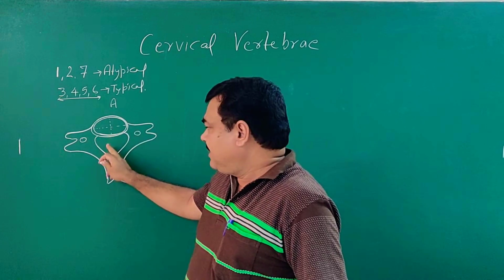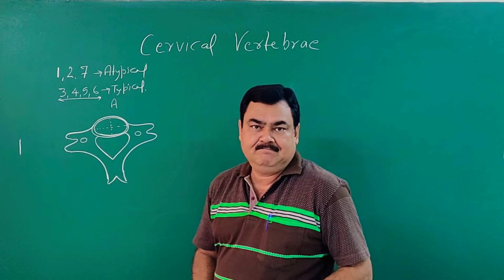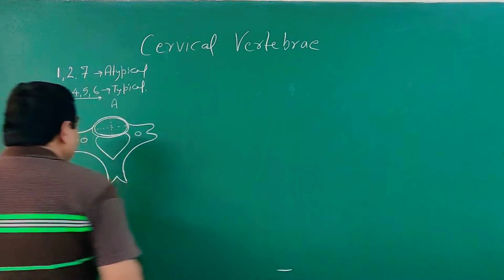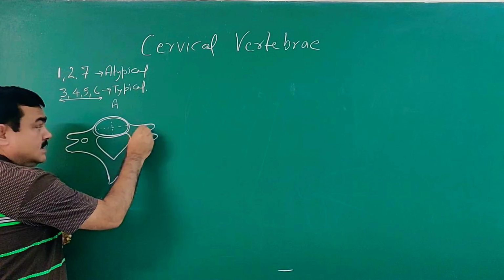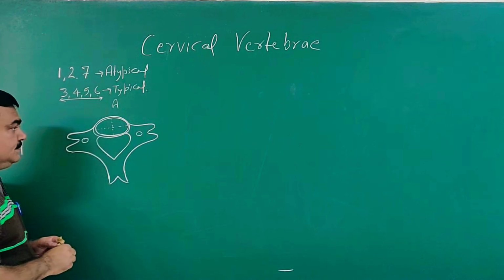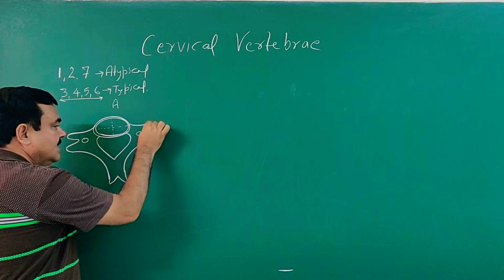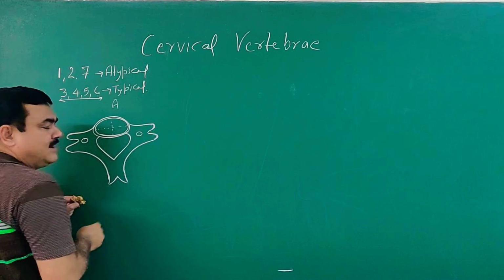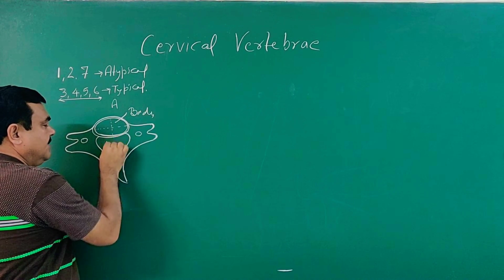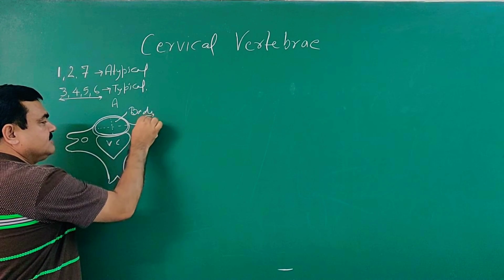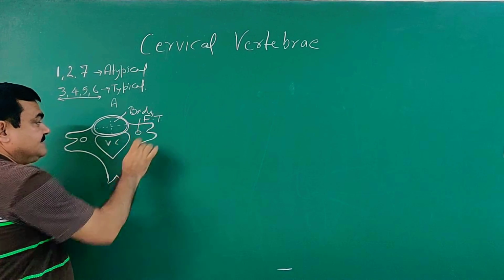This is body. This is vertebral canal. You can see this vertebral canal is triangular in shape. And this is anterior tubercle. This is posterior tubercle. The tubercles are present in the transverse passage. This is body, this is vertebral canal, and this is foramen transversarium. And here is the transverse passage.